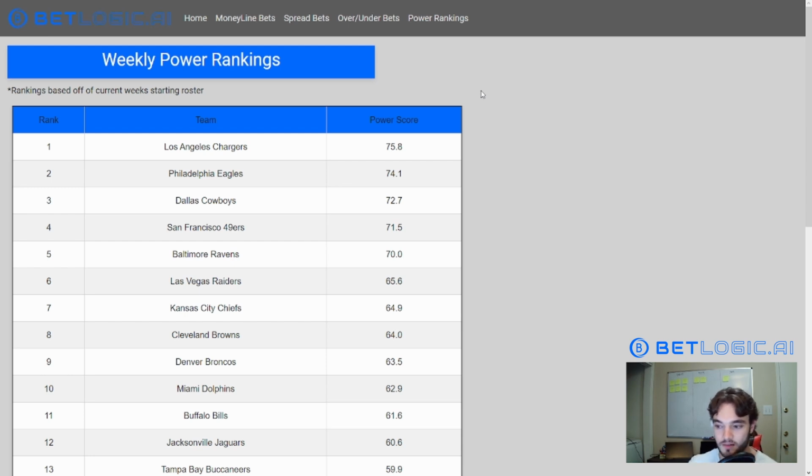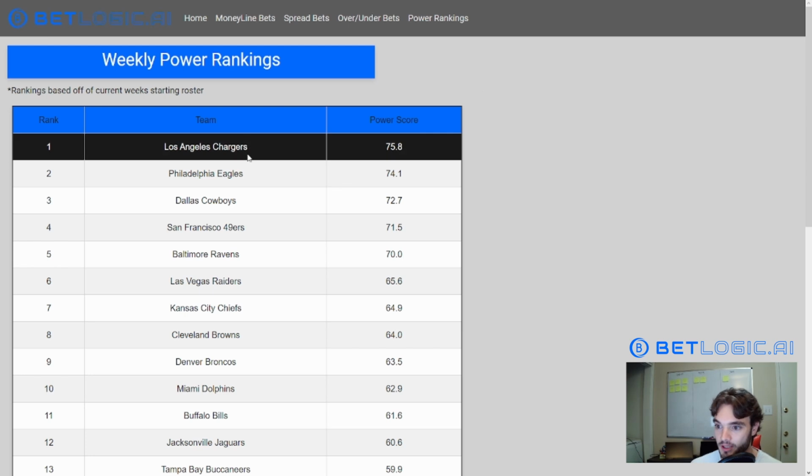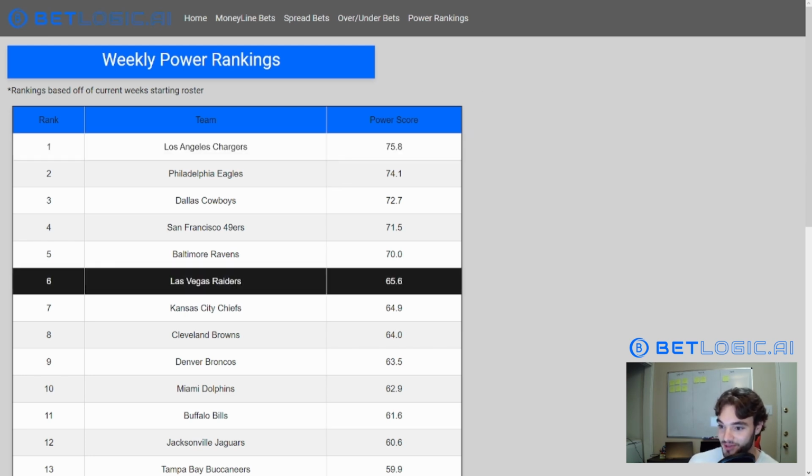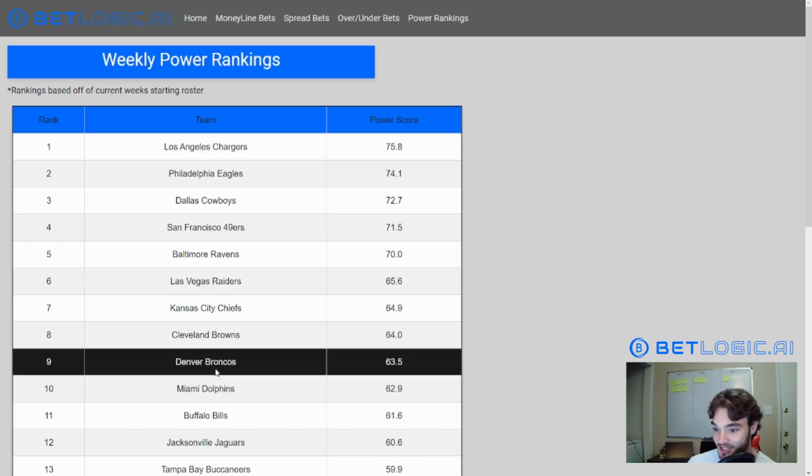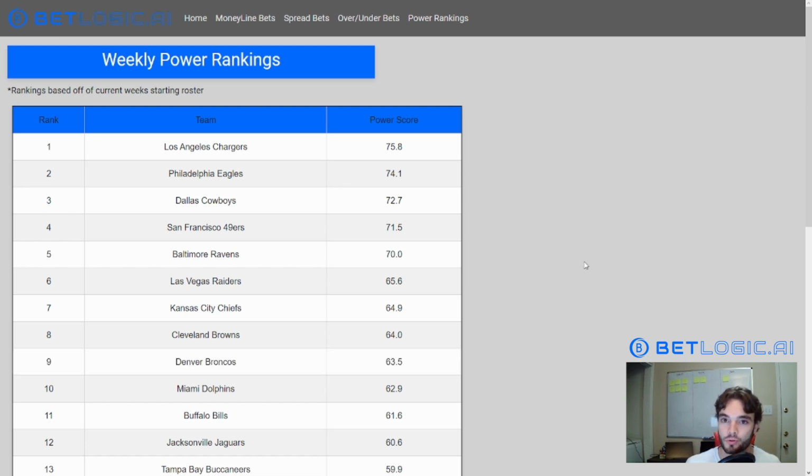So last week, the Chiefs were missing Kelsey. Therefore, they were going to be lower in the power rankings than a regular season long power rankings would be. But as you can see, there are some strange outliers here. Like the Chargers should probably be about 6 to 7 spots lower. The Raiders should certainly be about 20 spots lower, and the Broncos should probably be about 15 spots lower as well.